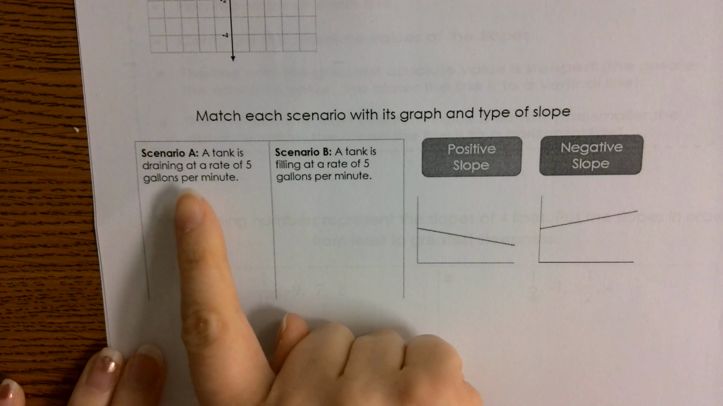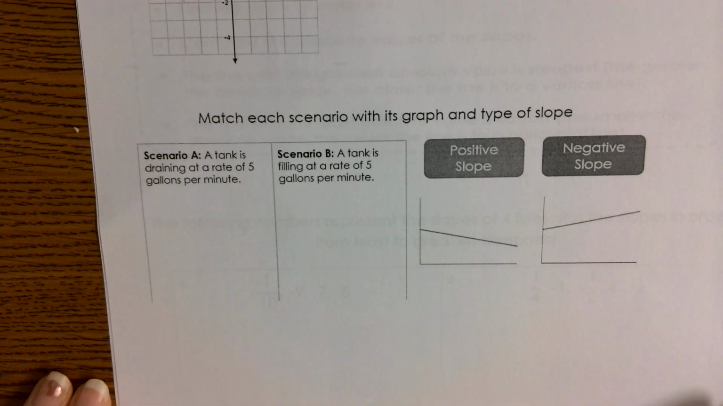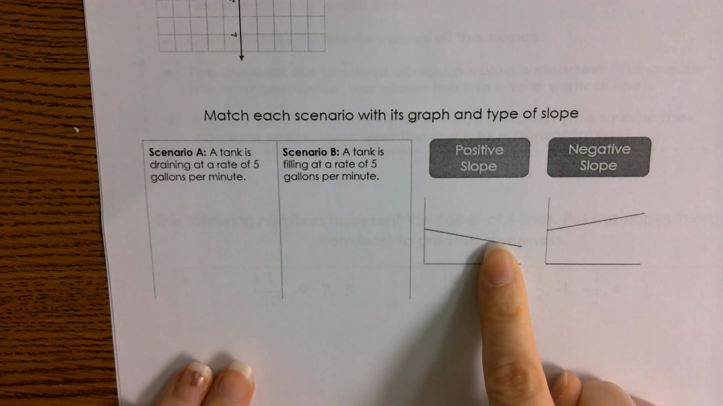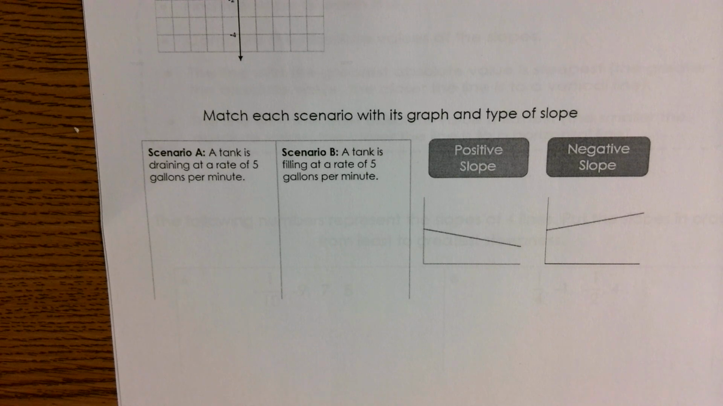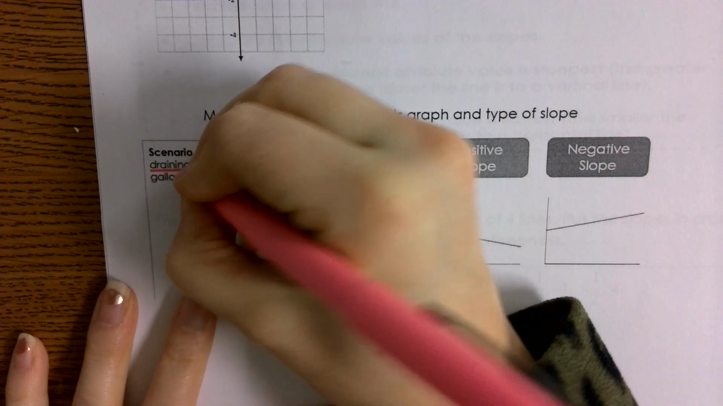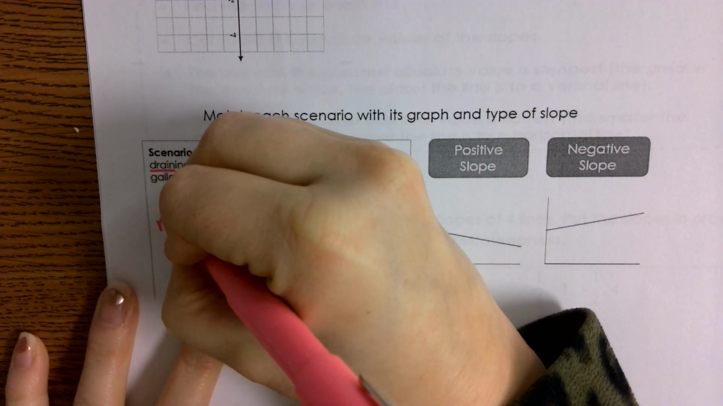Let's take a look at scenario A. A tank is draining at a rate of 5 gallons per minute. Do you think that's going to represent a positive slope or a negative slope? Negative. What word would indicate negative? Draining. That's going to have a negative slope.